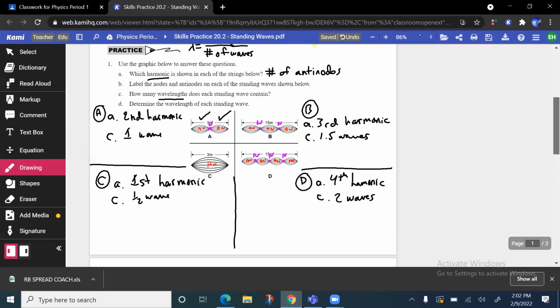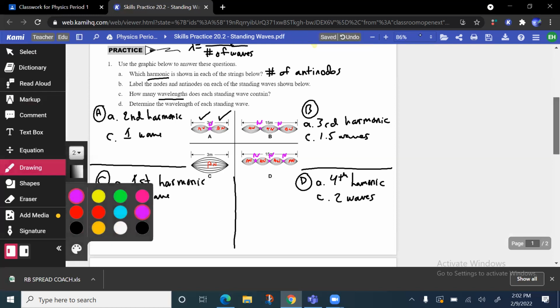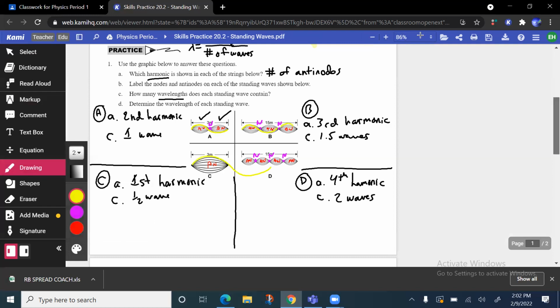Okay, now let's make this a little bit more clear. I'm going to color code them so you guys can see. Here's one full wave. Here's 1.5. Here's only half. And here is 2 complete waves.